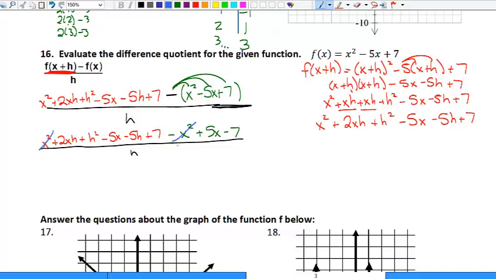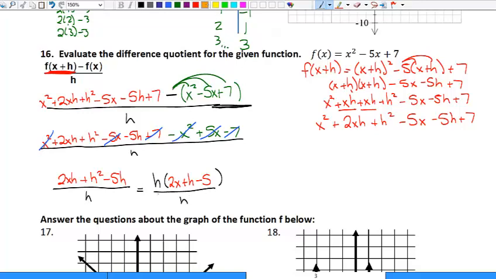So we have x squared minus x squared, one red and one green, add to 0. And then we have minus 5x plus 5x, that adds to 0. And then plus 7 minus 7, that adds to 0. So all I have left here is 2xh plus h squared minus 5h over h. Notice everything in the numerator has an h in it. So because all of the terms in the numerator have an h in it, let's factor out an h. So that gives me 2x plus h minus 5, still all over h.